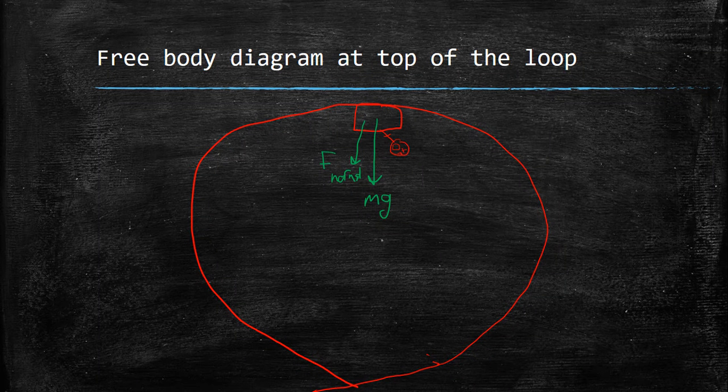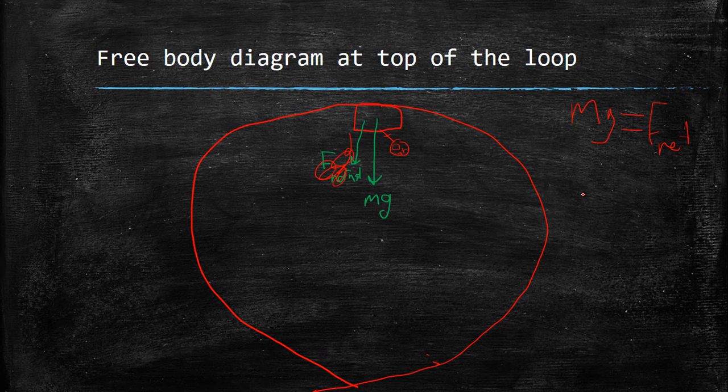It's going to get to a point where he's just about got no contact, and any less than that, he's going to fall off the loop and it's going to end very badly. So in order to solve this problem, the only force acting is going to be mg, because we can assume that the normal force is 0 in order to find the absolute minimum velocity required. If the only force acting is mg, that's the net force.